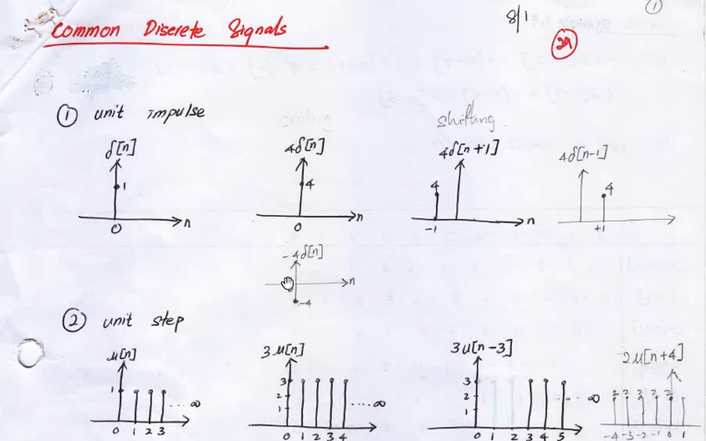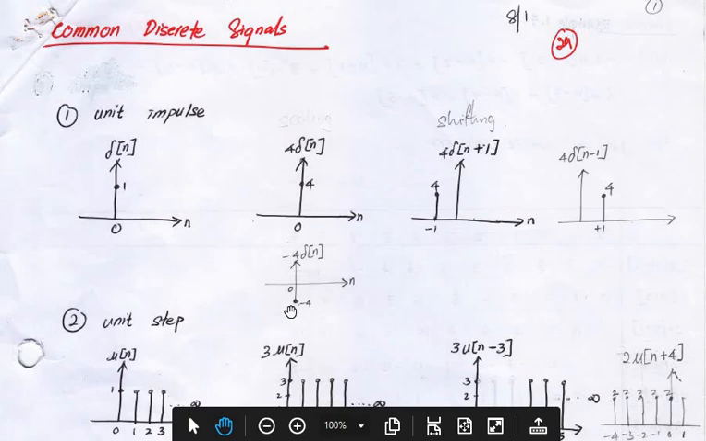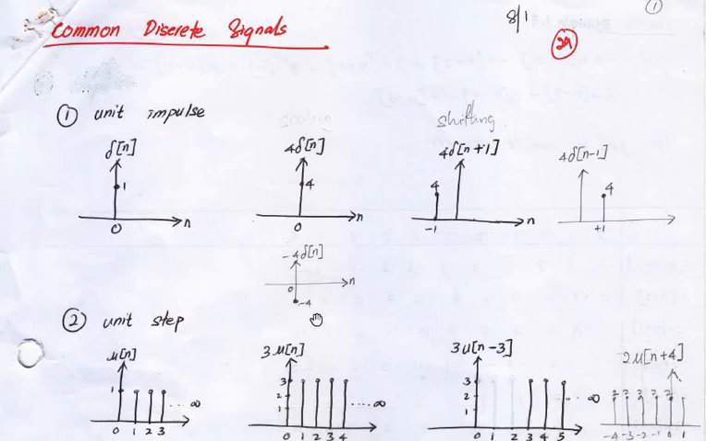Now we look at another one. If you have minus 4 delta n, where is the location? As you know, this 4 is the amplitude, at the y-axis. So if it is minus 4, that means it goes to the negative. So negative 4 is the amplitude, at the y-axis.